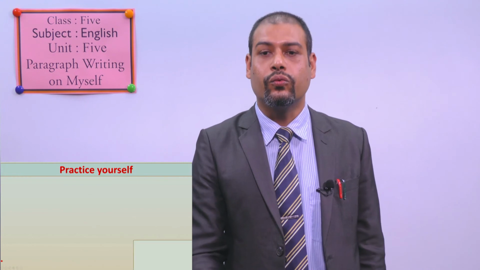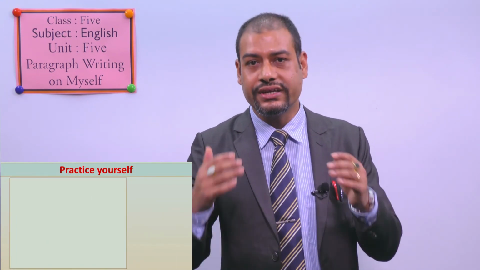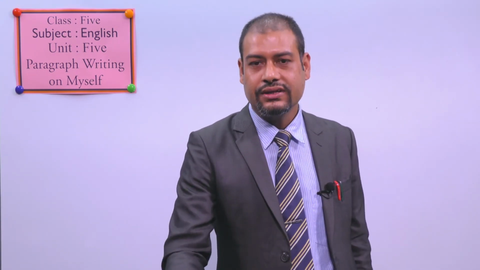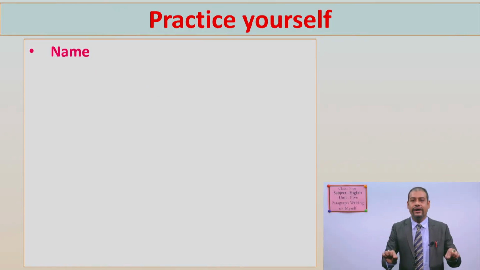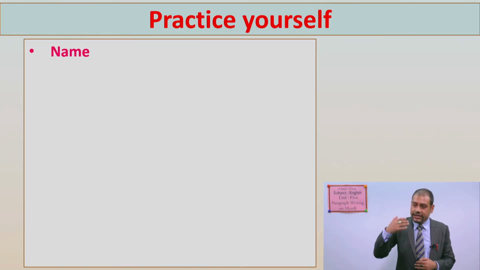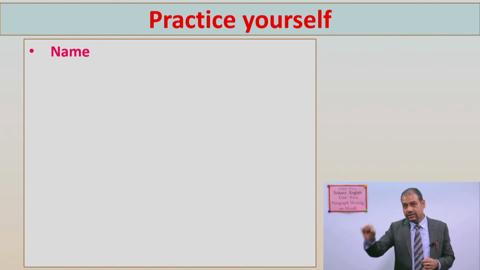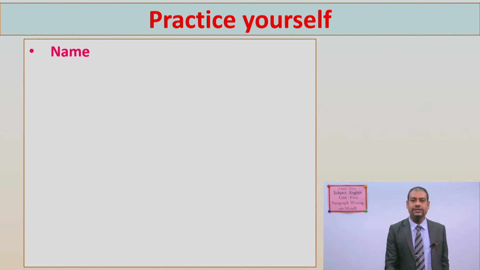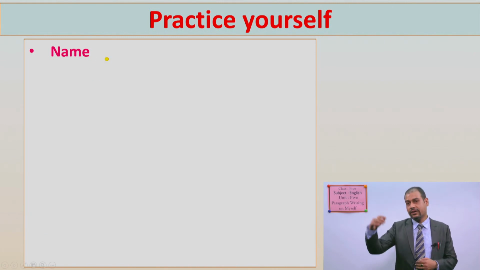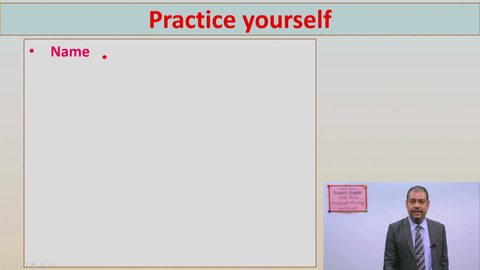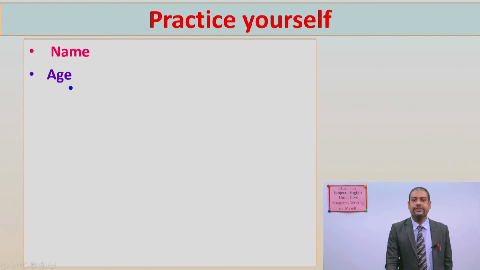This is practice yourself. Okay. So what things you have to include? Again I am repeating the things. While you are writing about yourself, or if you are writing a paragraph on someone else, first of all, you can write down the name. Your name, or the person's name whom you are going to write about. Okay. Then you can write down age. That person's age, or you can say your age, okay?